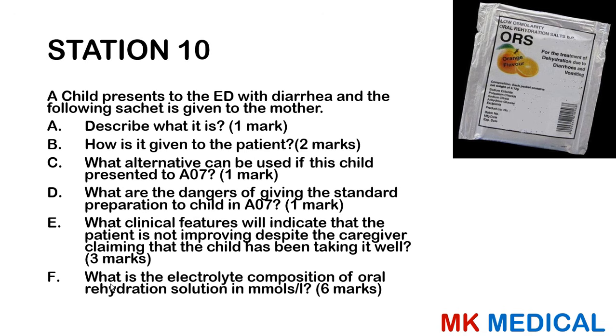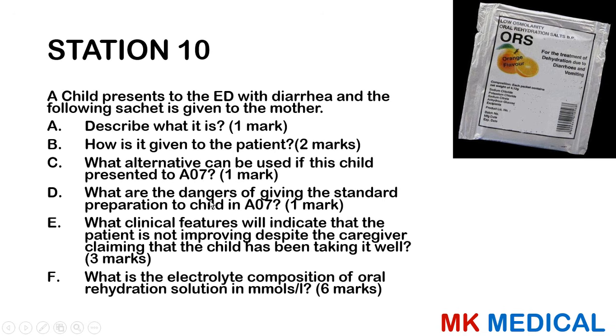Station 10, which is indeed the final station. A child presents to the emergency department with diarrhea and the following sachet is given to the mother. So here's the sachet. Describe what it is. How is it given to the patient? What alternative can be used if this child presented to AO7? AO7, by the way, is the malnutrition ward.